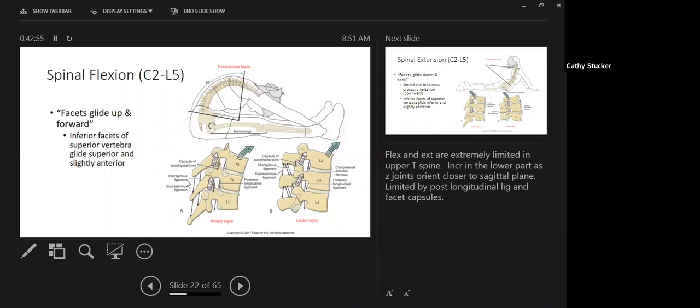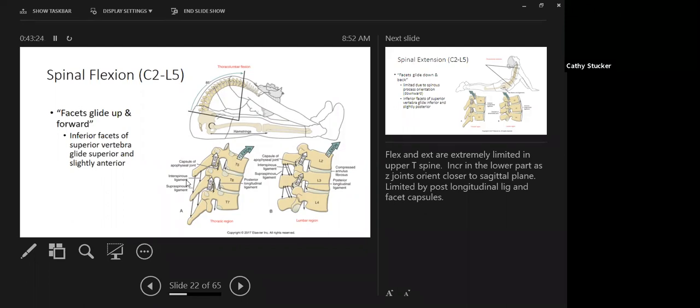This is again the arthrokinematics that occur with global movements of the spine. So spinal flexion, we already kind of talked about this. Your facets glide up and forward with flexion. The posterior aspect of the disc gets tight. The anterior aspect has a relative bulge. So that's all the way along the spine.